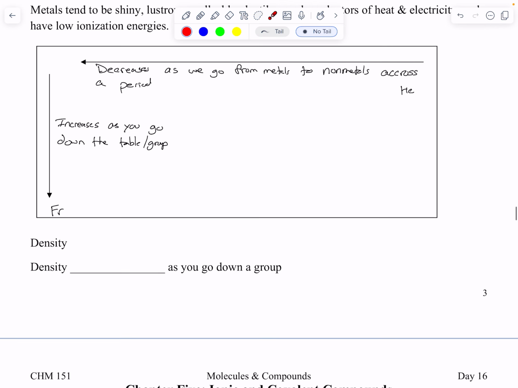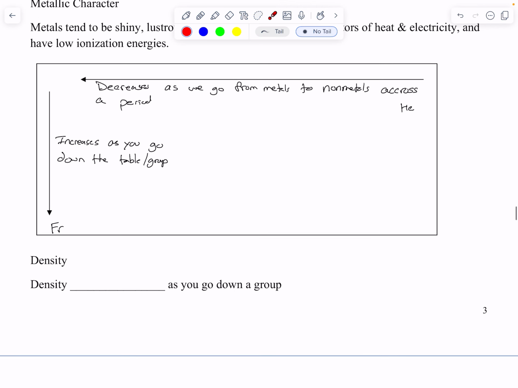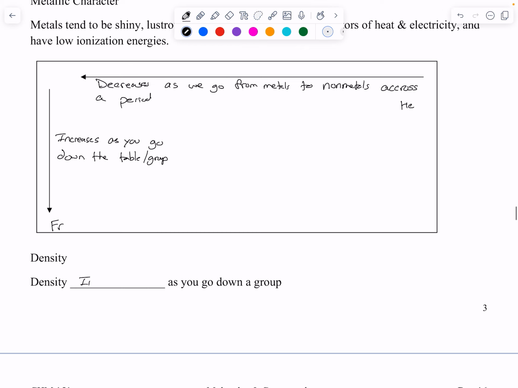The last trend we're going to talk about is density. Density increases as you go down a group. If you look at any of the groups, boron, aluminum, gallium, indium, group 13, you're gaining size a little bit, but you're gaining a lot more mass. So your mass is going up more than your volume as you go down. Now this is just per group, not the whole table.